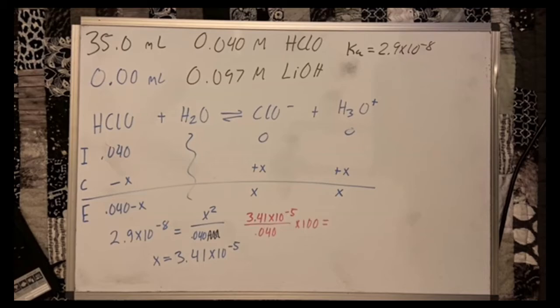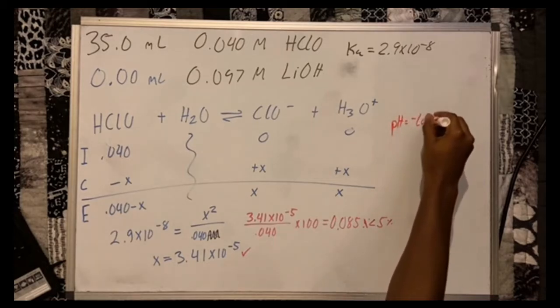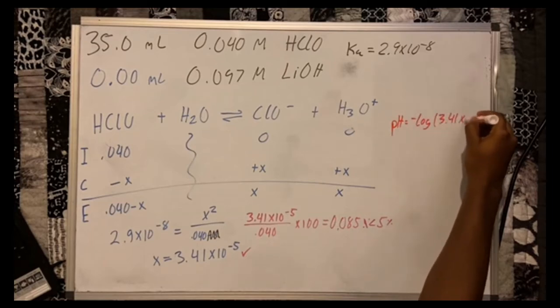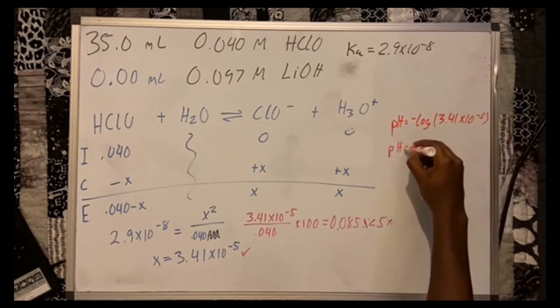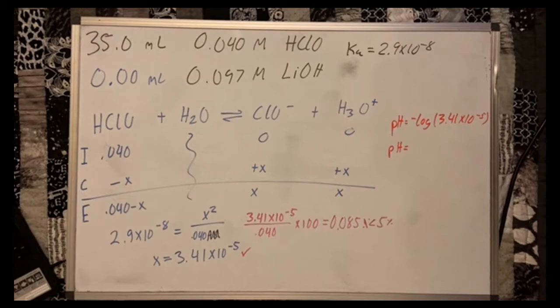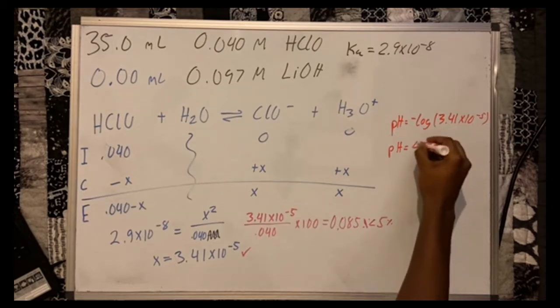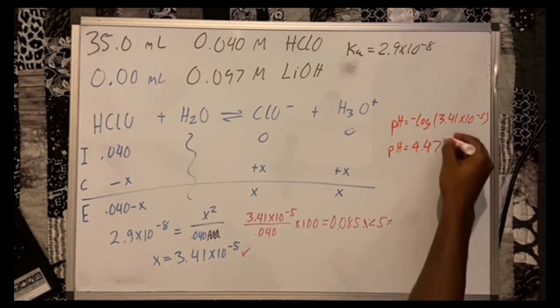Times 100. We got 0.085, definitely less than 5%. This is percent, less than 5%. So this guy's good. Rolling along. So now pH is the negative log of my 3.41 times 10 to the negative 5. I got 4.47. Bam.